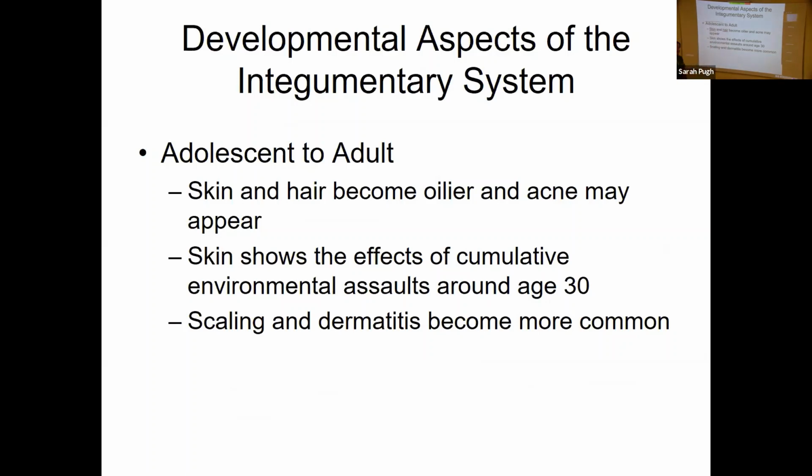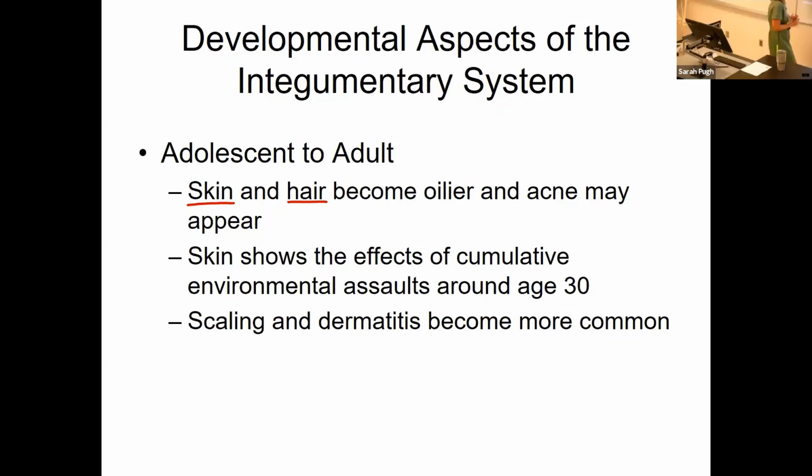Your skin will start to show the effects of environmental assaults around the time you hit 30. So at 30, if you've been out in the sun with no sunscreen, you're going to start to have pigmentation in your skin. You'll start to see wrinkles. Scaling and dermatitis are more common as you age as well. This is typically common as you get much older. Your skin will get really dry, right?